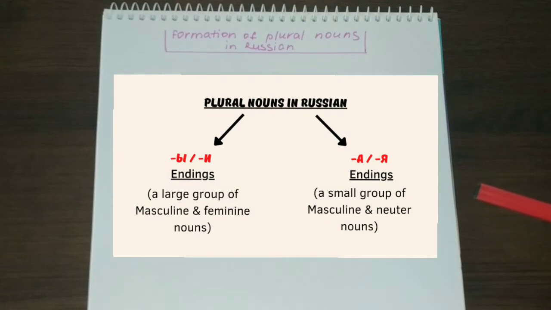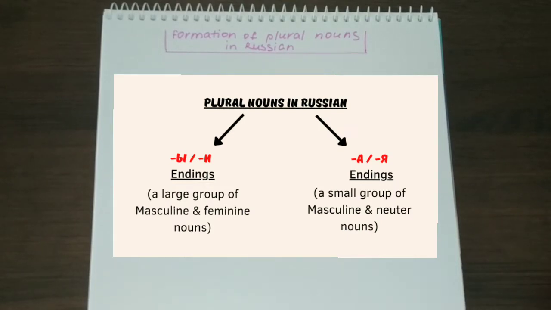And right now let us start right away with this theme. Firstly, I wanted to tell you that basically there are two ways of making a plural form of a Russian noun. The plural forms are formed by changing the ending of a singular noun. On your screen you can see this short table where you can see that there are two ways of making a plural form.